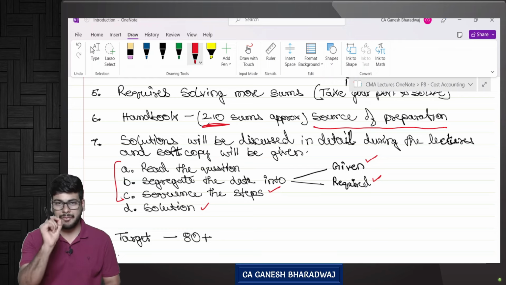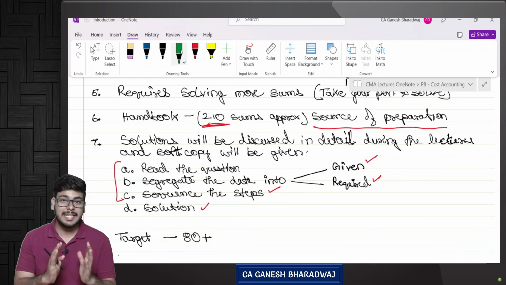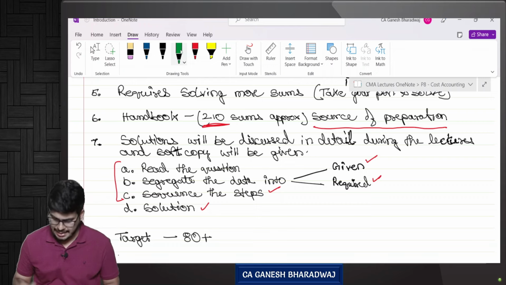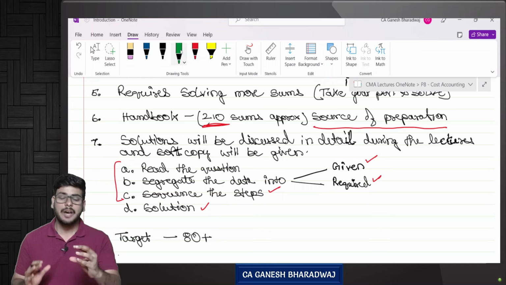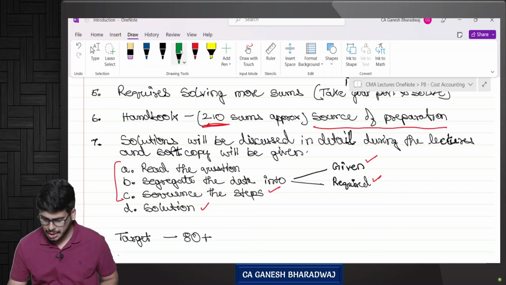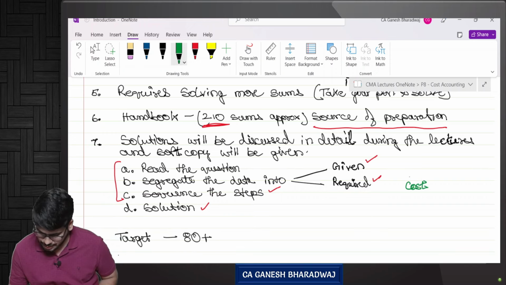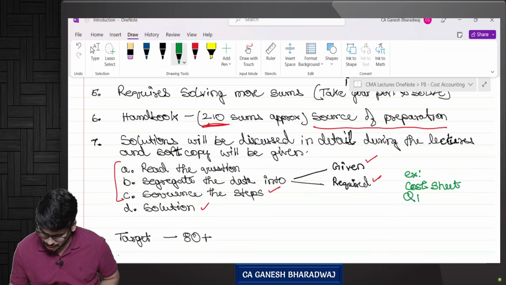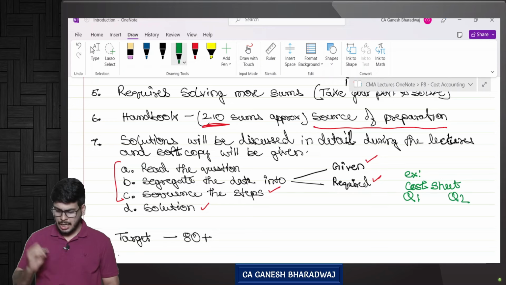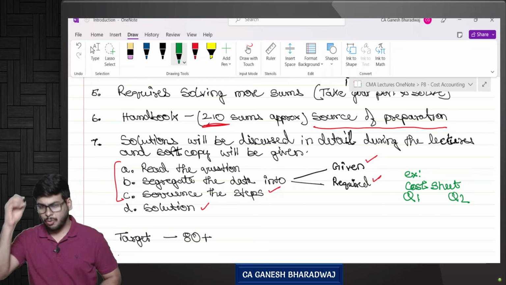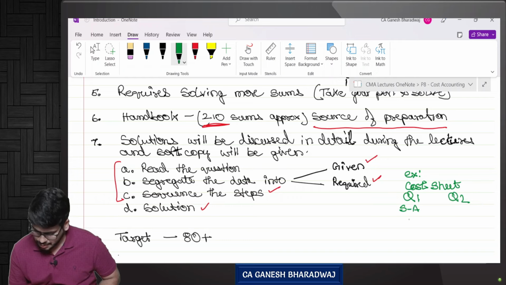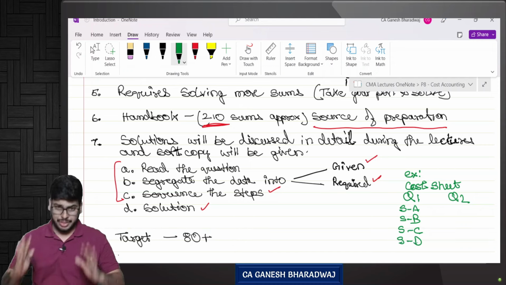Now, let me give a very concrete example. This is where things are very unique in cost accounting. Let us say we are taking a chapter, just for example purposes. There is a chapter called cost sheet. In that chapter, let's say there is question number 1, question number 2. Now, for question number 1, I will tell you just an example. For question number 1, we will start with step A, then we will do step B, then we will go to step C, and finally we will arrive at step D, which is the answer.